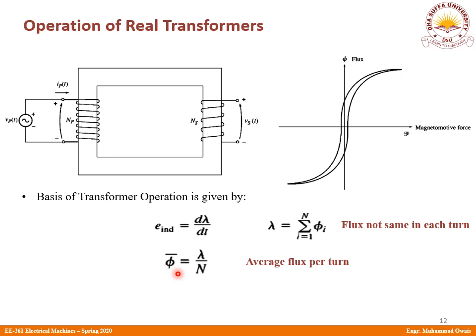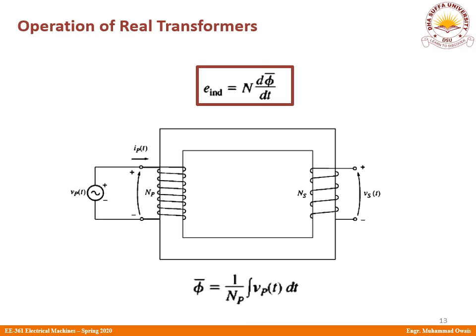So if the total flux linkage in all the turns of the coil is lambda, and there are N turns in total, then the average flux per turn is given by lambda divided by N. Students, I hope this is clear to you. Then by Faraday's law, we can simply write E induced as N into d phi dash divided by dt, where phi dash is nothing but the average flux per turn.